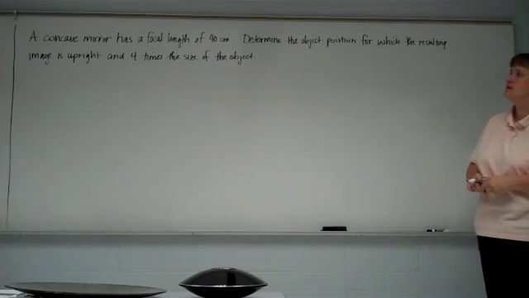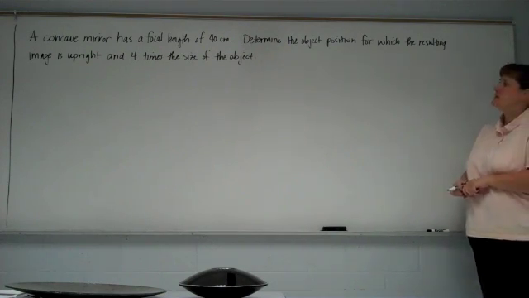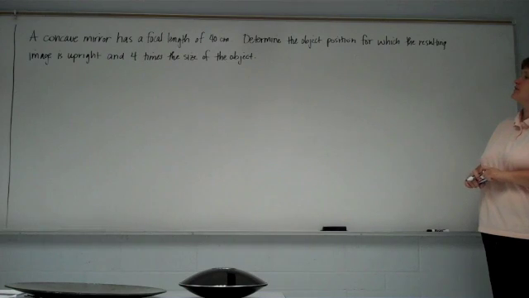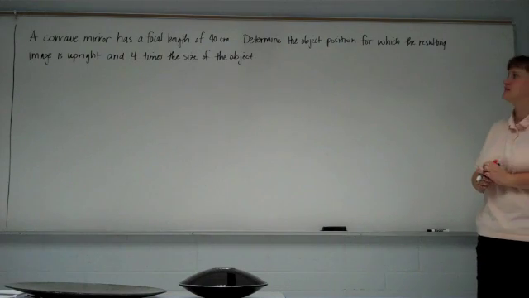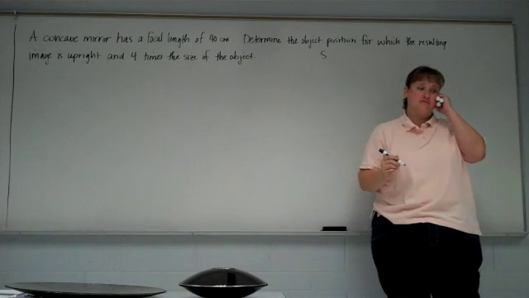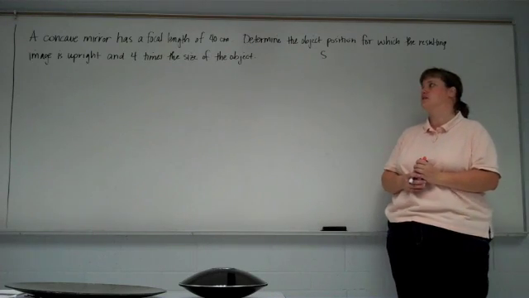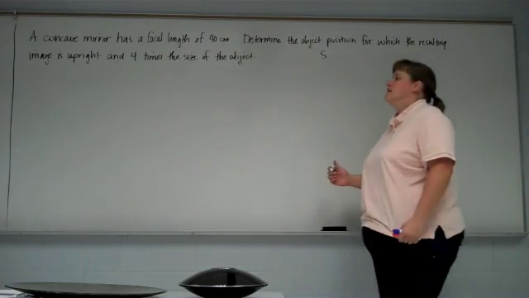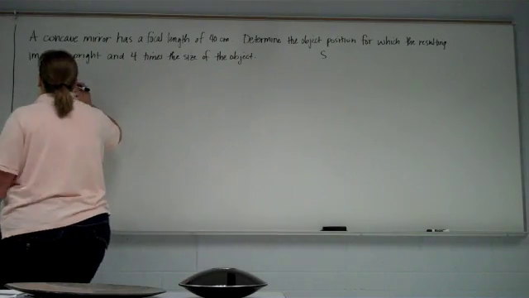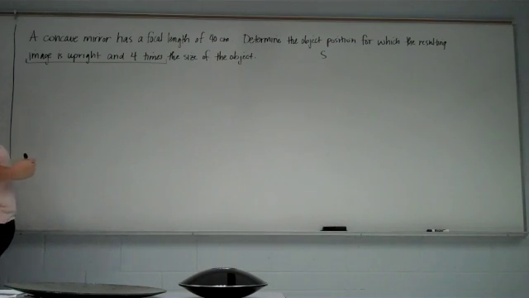We have a concave mirror that has a focal length of 40 centimeters. Determine the object position for which the resulting image is upright and 4 times the size of the object. So we're looking for S. That's what we want to know. Object position, implying how far the object is from the mirror. That's important information.